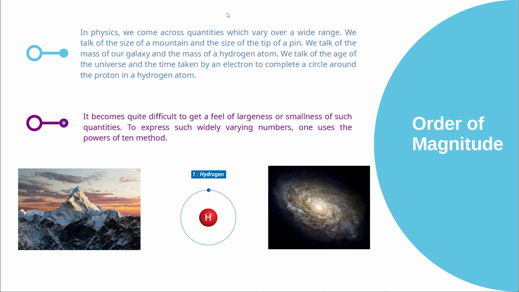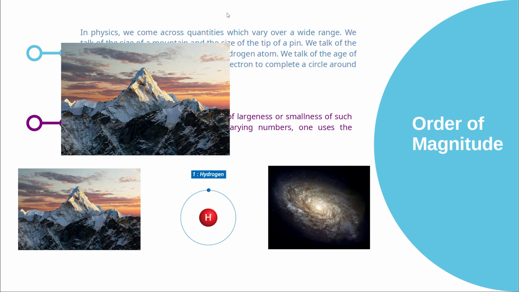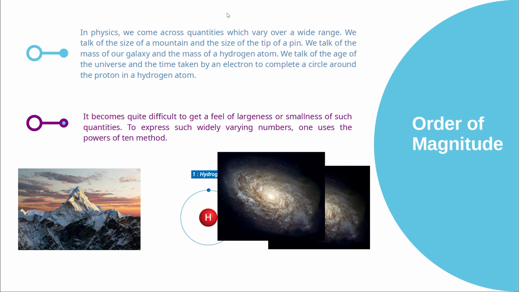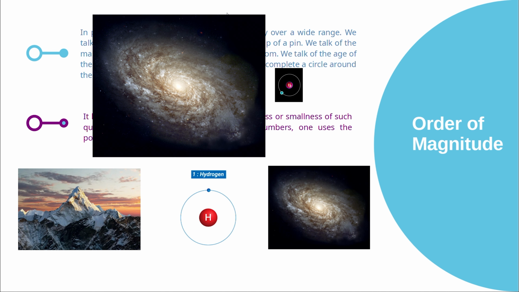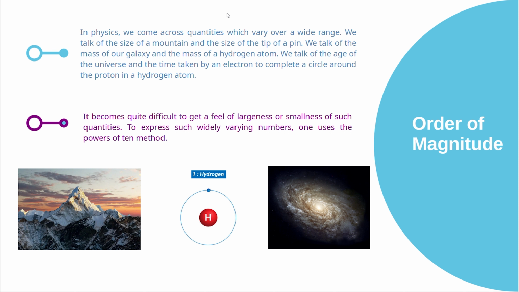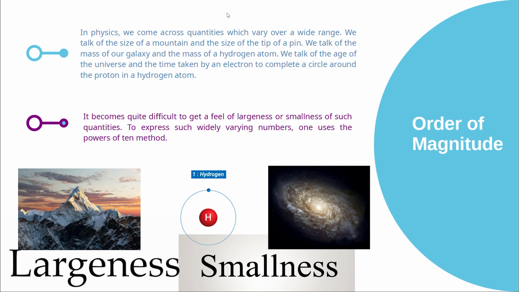So let's talk about order of magnitude. In physics, we come across quantities which vary over a wide range. We talk of the size of a mountain and the size of the tip of a pin. We talk of the mass of our galaxy and the mass of a hydrogen atom. We talk of the age of the universe and the time taken by an electron to complete a circle around the proton in a hydrogen atom.